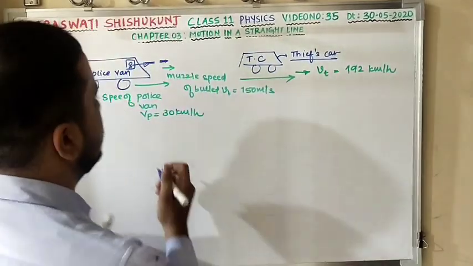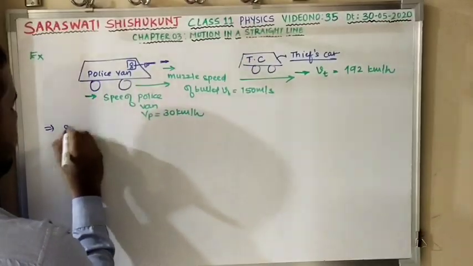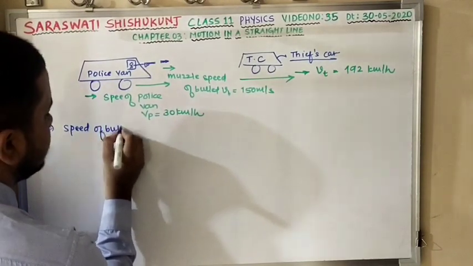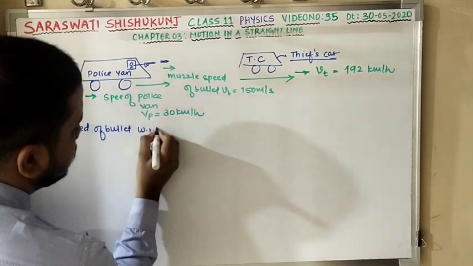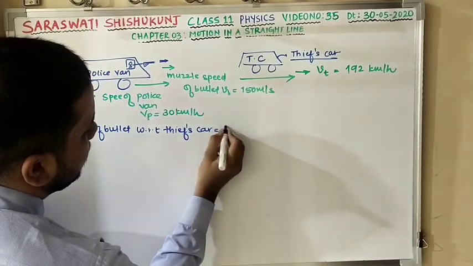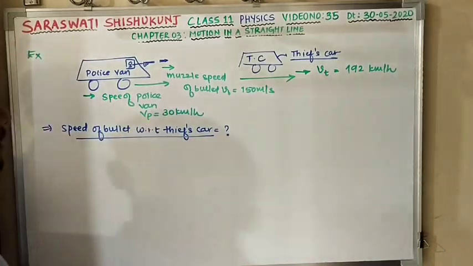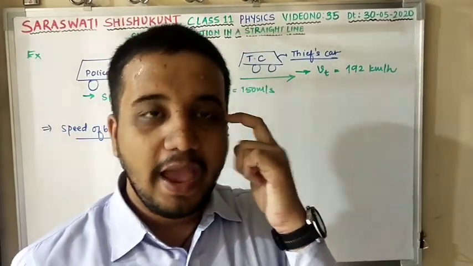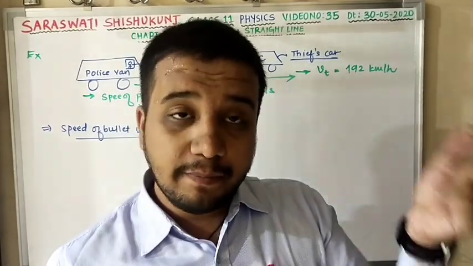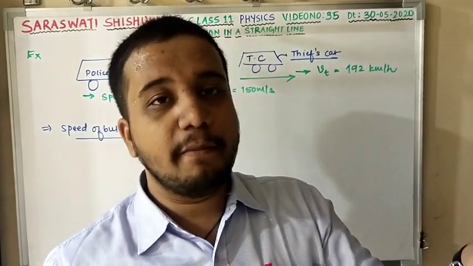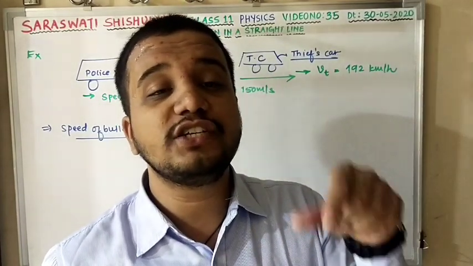Means we need to calculate the speed of the bullet with respect to the thief's car. Now remember one thing here, both are in motion. Yes or no? And the policeman who is driving the police van is firing the bullet from the same gun, means the velocity of the gun is shared by the bullet.